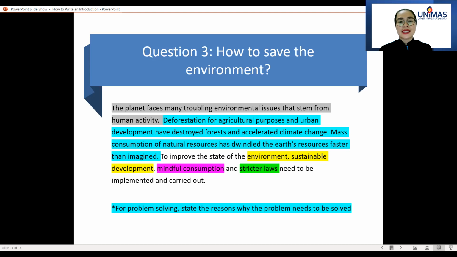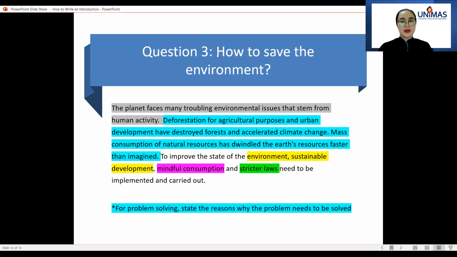Okay, now let's focus on the thesis statement, the last sentence in this introduction paragraph. To improve the state of the environment, sustainable development, mindful consumption, and stricter law need to be implemented and carried out. So from this thesis statement, we know there are 3 points that will be developed by the author. The first one is in the first body paragraph, the author will talk about sustainable development. In the second body paragraph, the author will talk about mindful consumption. And the last body paragraph, the author will talk about stricter laws.